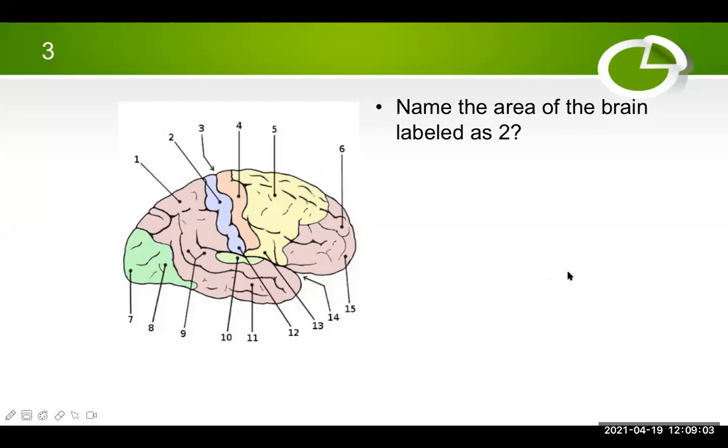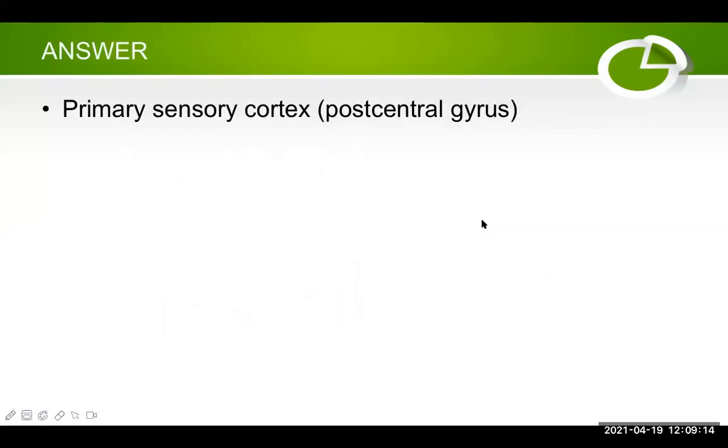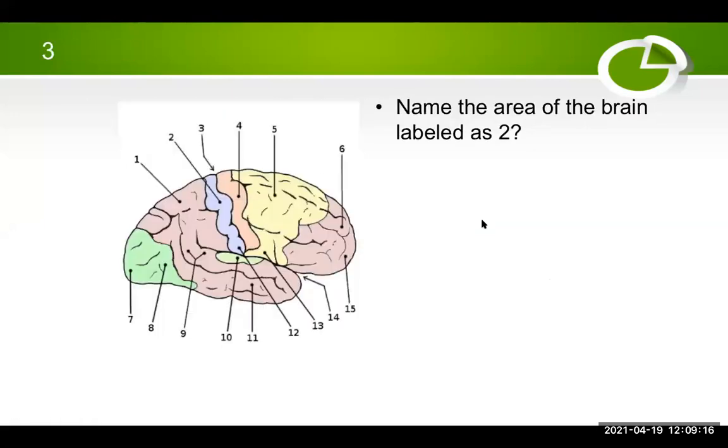It is the primary sensory area, the postcentral gyrus, or primary sensory cortex. Now why is it the primary sensory cortex? There is a small clue for you: which is the frontal part, or frontal lobe, of the brain, and which is the occipital lobe of the brain. If you recognize that, then your answer is very, very easy.